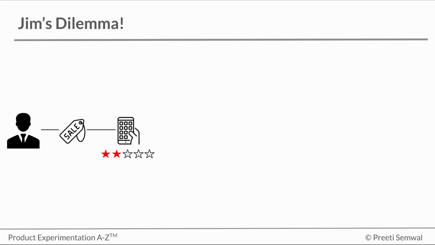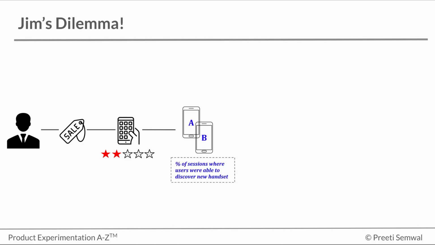To improve the navigation, he decides to do an experiment. He creates a variation with a more intuitive navigation to test if this version would solve discovery issues for the new handset. So basically, Jim is trying to improve a crucial KPI, percentage of sessions in which users were able to discover the new handset.